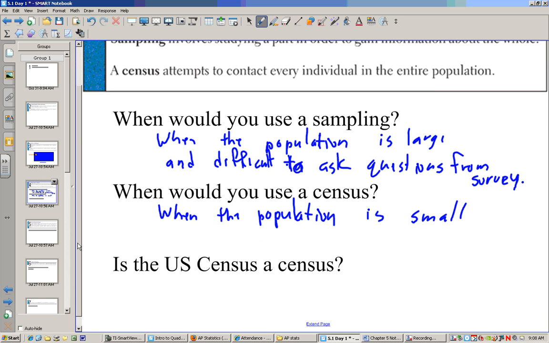Is the U.S. Census an actual census? Now, it depends on your definition of a census. It says a census attempts to contact every individual in an entire population. And the U.S. Census does attempt to contact every individual, but they don't get every person. They have to make up for or account for all the homeless people or the people living with other people that might not count them. So they do a good job. They spend a lot of money trying to figure it out. But it depends on your definition of census as to whether it's an actual census.